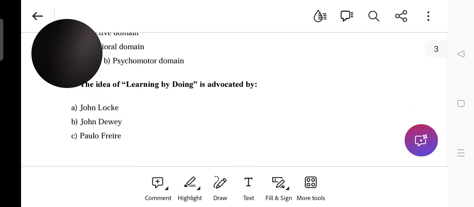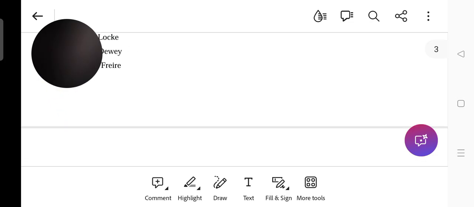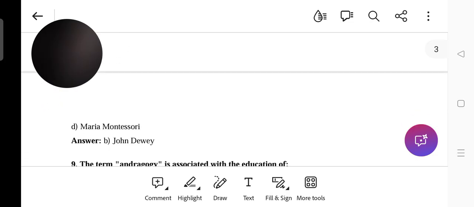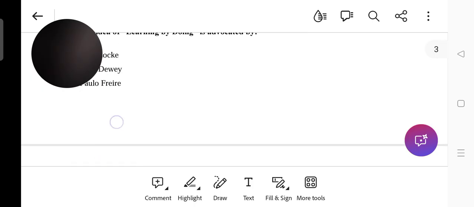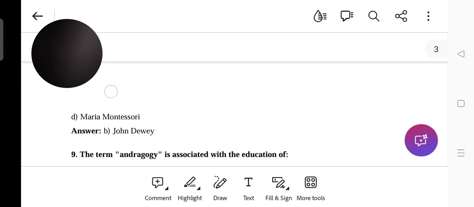Next question: the idea of learning by doing is advocated by whom? Options are there. Option A, John Locke. Option B, John Dewey. And option C, Paulo Freire. And option D, Maria Montessori. The appropriate option will be John Dewey, because he advocated the idea of learning by doing.